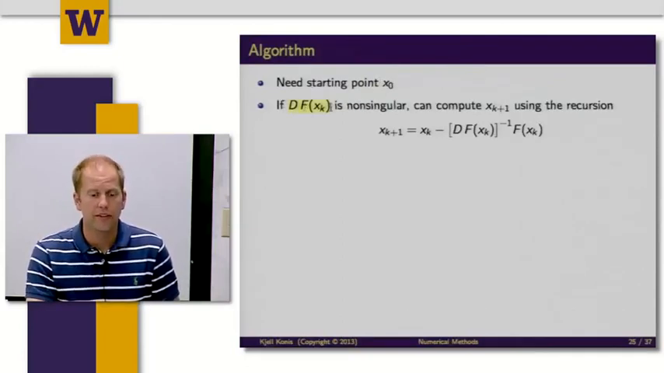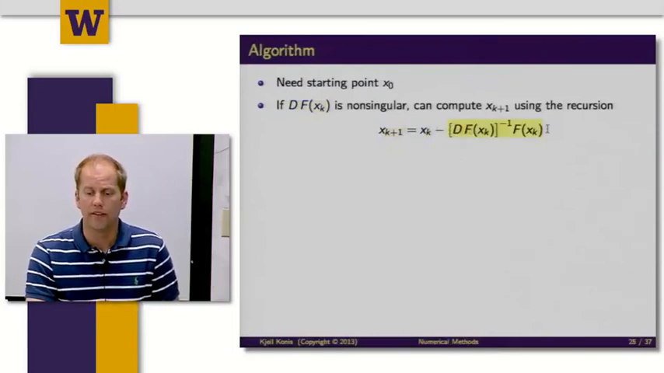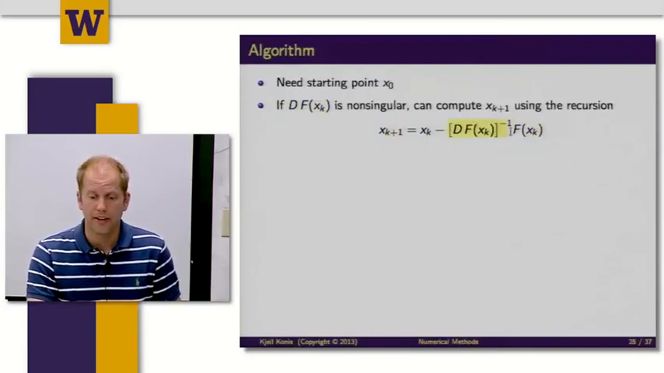So if the gradient is non-singular, then I can compute the next step. So from x0, I can find x1 just by updating according to this rule. But I see this inverse of a matrix here, and I don't like that.